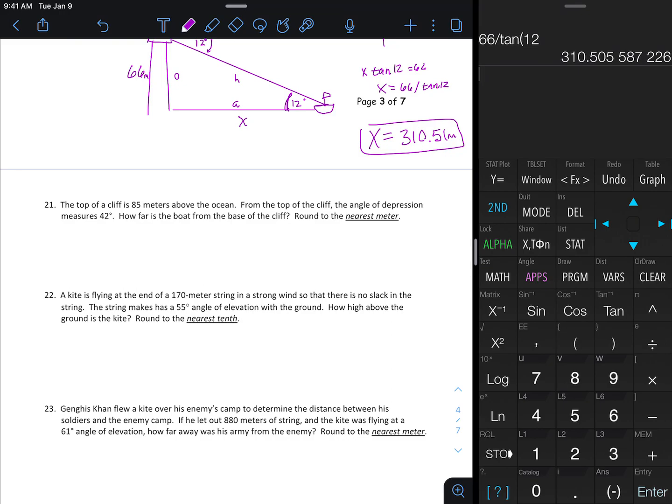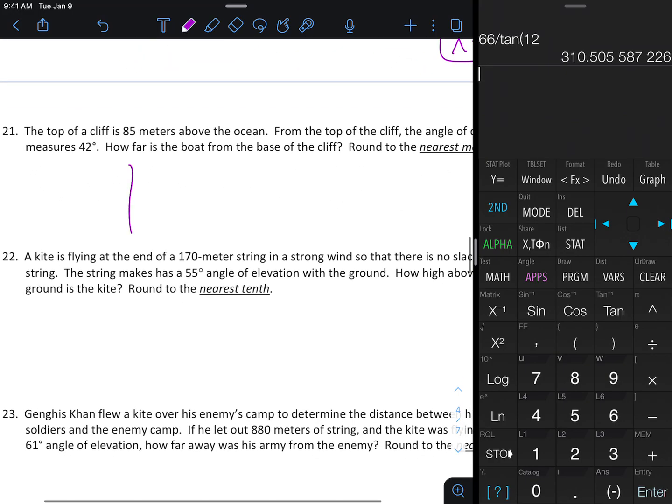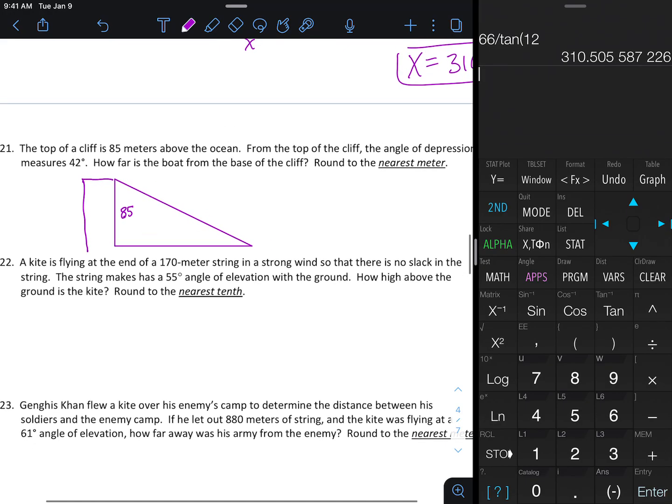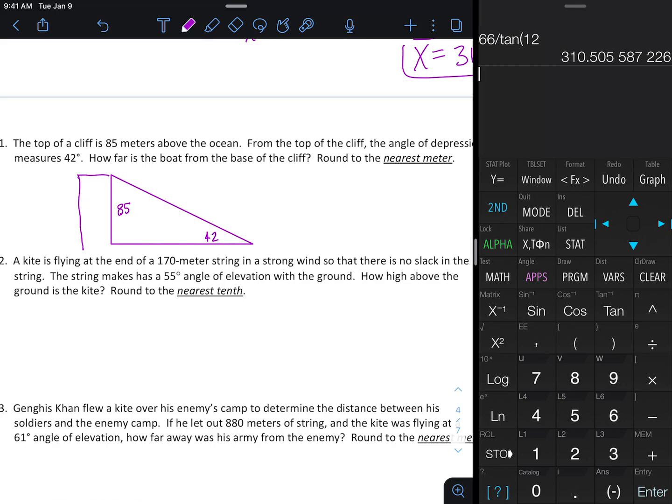Okay, next one here. Top of a cliff is 85 meters above the ocean. From the top of the cliff, the angle of depression is 42 degrees, so it's another angle of depression. It's a common theme here. So let's say your cliff is over here. It's 85 above, and the angle of depression is 42 degrees. And how far is the boat from the base of the cliff? So that's the bottom right there.